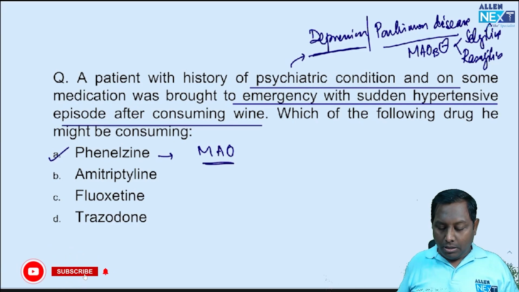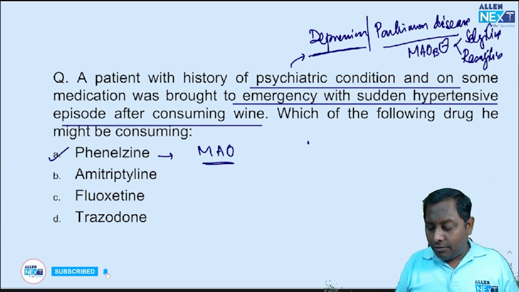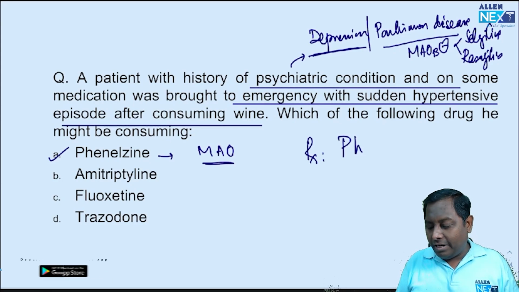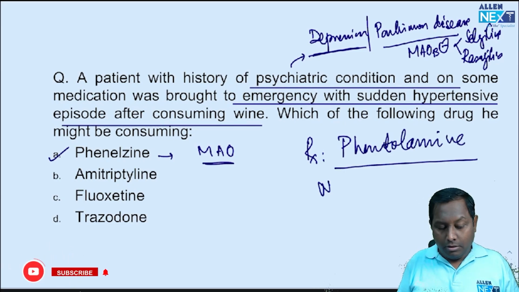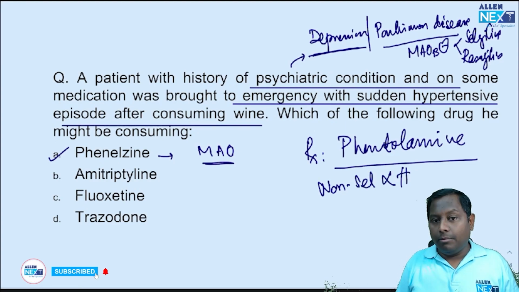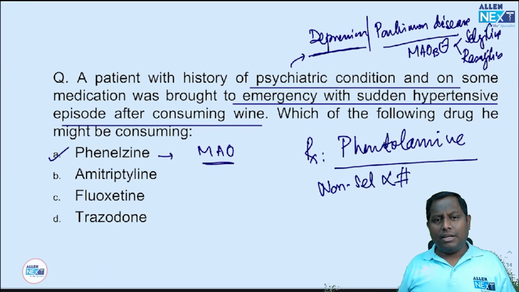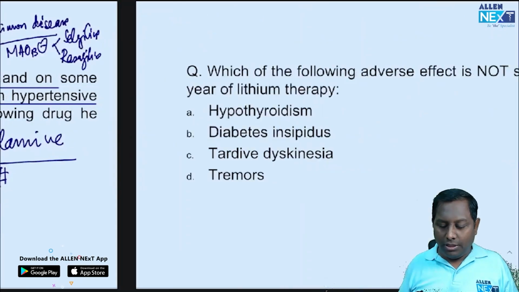Okay. So what is the treatment? For the treatment we will be using phentolamine. Phentolamine is one of the non-selective alpha blockers. Phentolamine is a non-selective alpha blocker. Clear? So again, this is a recall. Quickly let's go through all these questions.